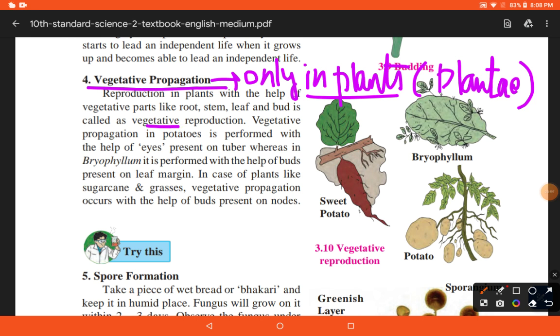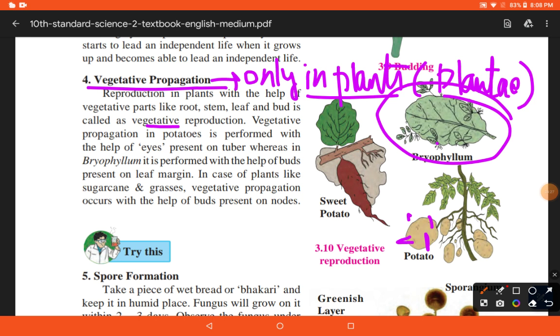Now in potatoes, small buds appear, which we call eye buds, in a potato tuber. Those eye buds then develop into new potatoes. Clear? That is through the stem; potato is a stem. And if you see a leaf, in Bryophyllum, new plants appear on its leaves only. So that's an example of the leaf margin; it occurs on the leaf margin.